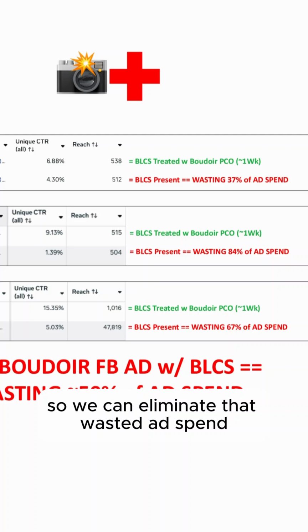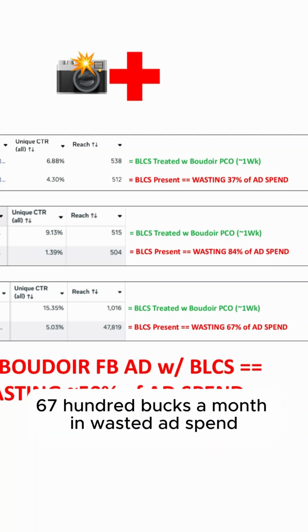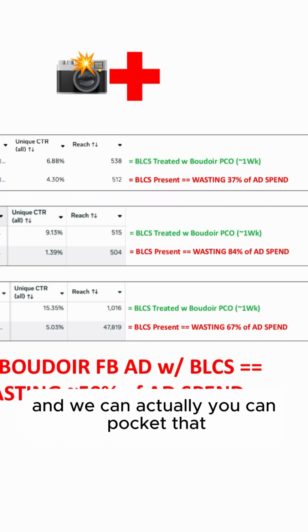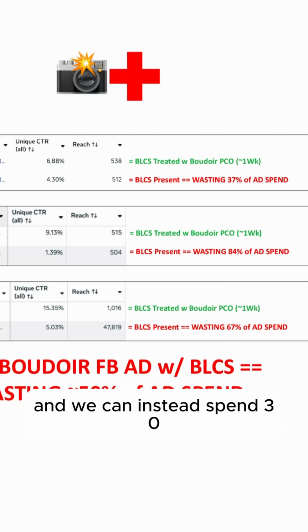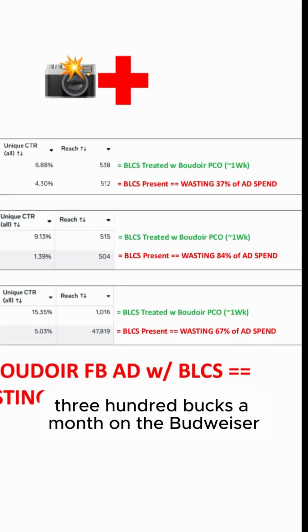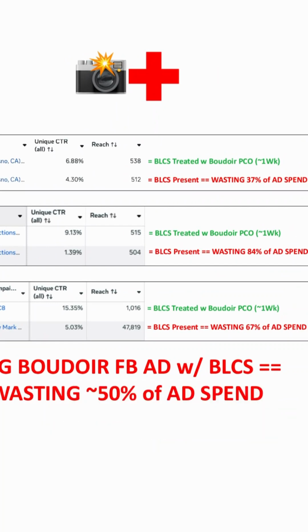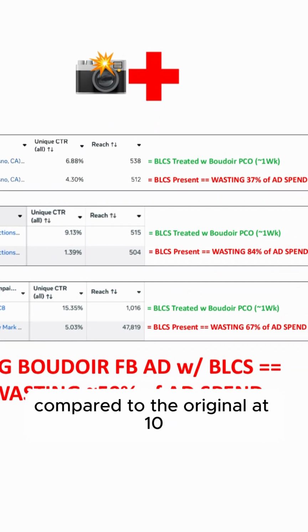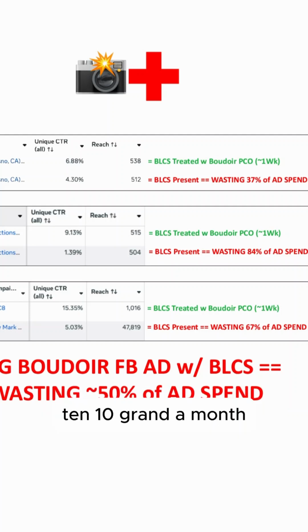So we can eliminate that wasted ad spend. If you're spending 10 grand a month on Boudoir Facebook ads, we can eliminate that 6,700 bucks a month in wasted ad spend, and you can pocket that. It's like 80 grand over the next 12 months. It's kind of like a phantom bonus. And we can instead spend 3,300 bucks a month on the Boudoir Pico treated ad and get our ad into the same number of women's brains at 3,300 bucks a month, compared to the original at 10 grand a month.